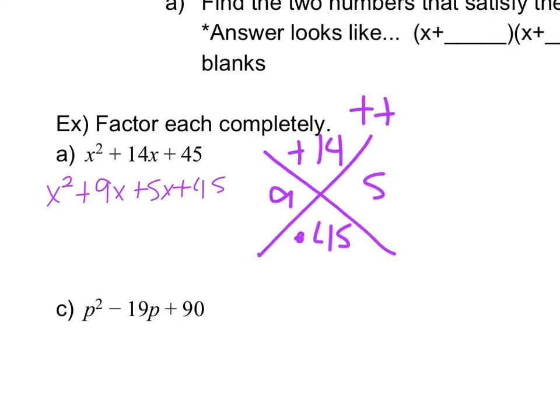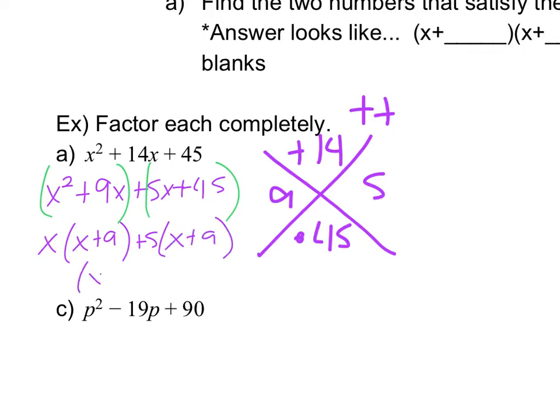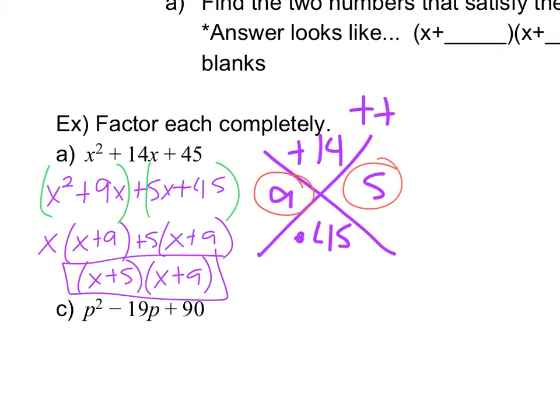And now let's factor by grouping. So you would factor out x. You would get x plus 9. Here it looks like you can factor out a positive 5. So then you would get x plus 9. So this would be x plus 5 times x plus 9. And that would be your answer. As you can see, those are the same numbers that we got here, positive 9 and a positive 5.